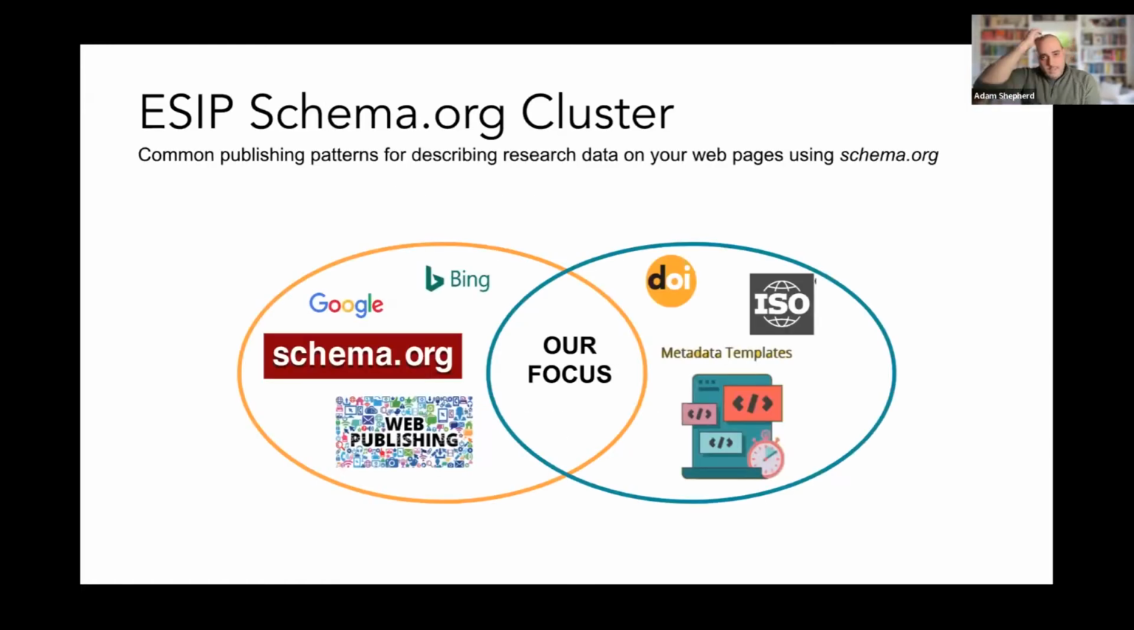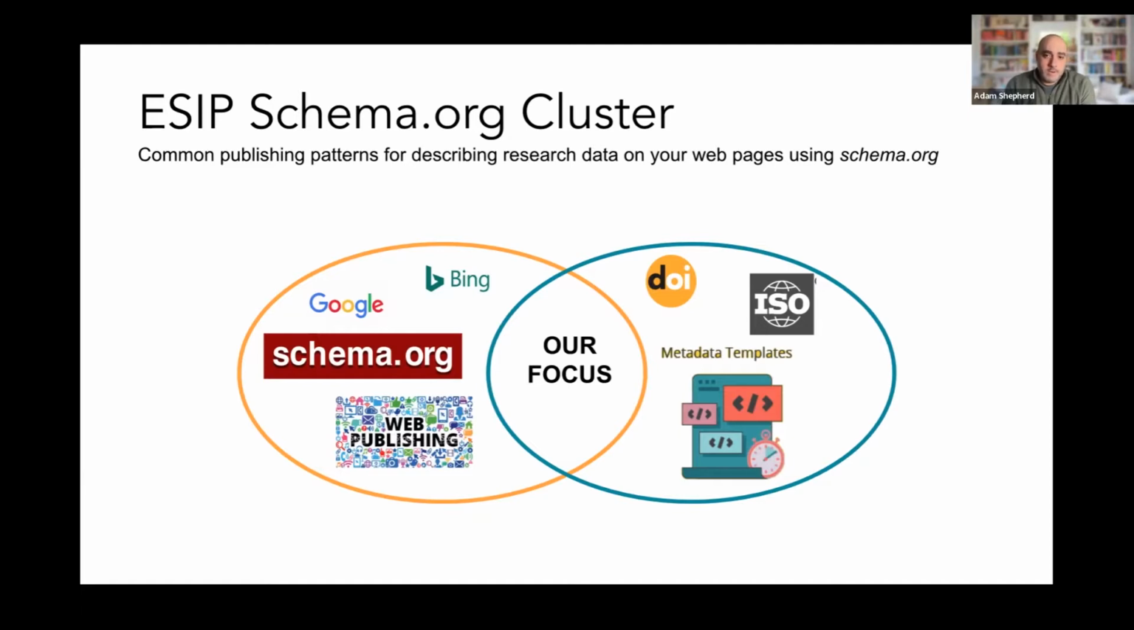All right, so the ESIP Schema.org cluster really revolves around this. It's not necessarily a technology, but a vocabulary, if you will, that has come out of the web publishing world, primarily led by the big search engines, Google, Bing, Yandex, Yahoo, all those, where they're trying to use metadata embedded in web pages as a way to help search engines and other aggregators on the web understand what content on a web page is about.